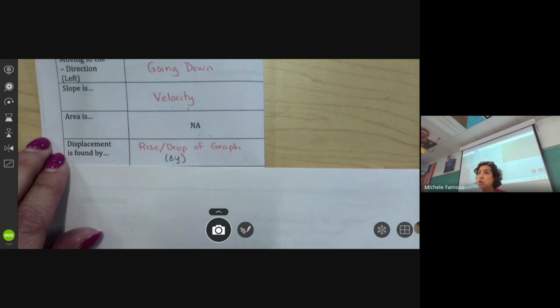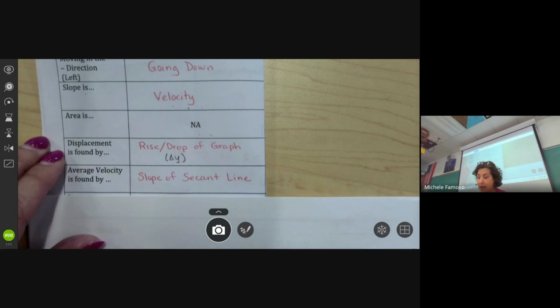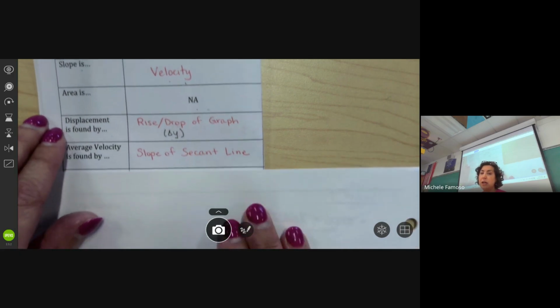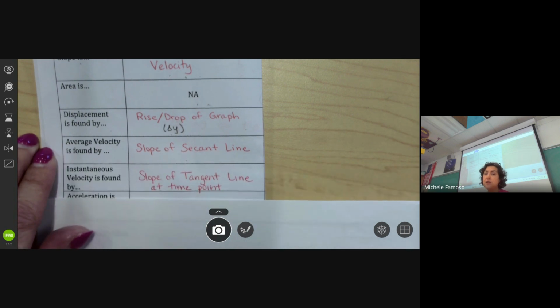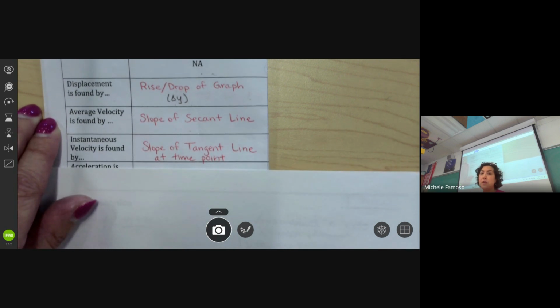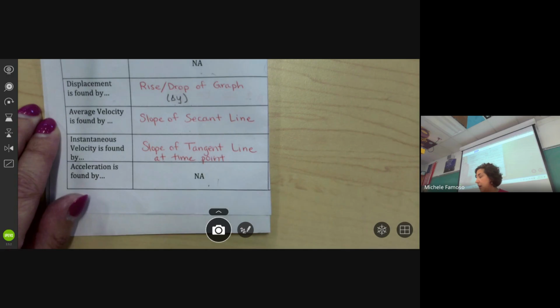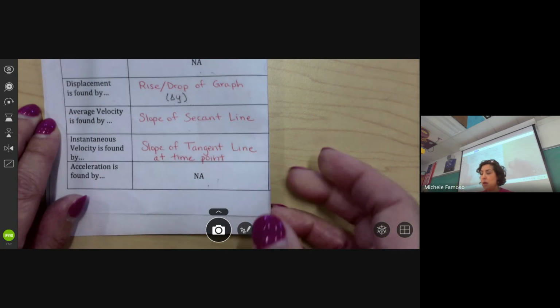The displacement is found by looking at the rise or the drop of your graph, the change in the y coordinates. And your average velocity is calculated by looking at the slope of a secant line. The instantaneous velocity is found by looking at the slope of a tangent line drawn at the time point. And your acceleration cannot be calculated directly from a position time graph in the Regents course. All right, let's go to the velocity graph column.